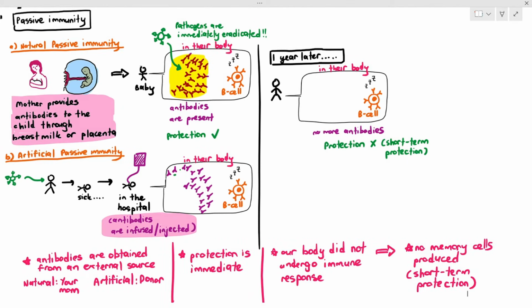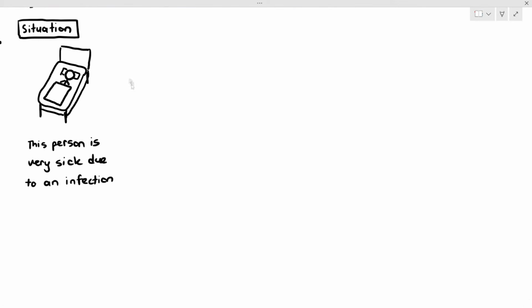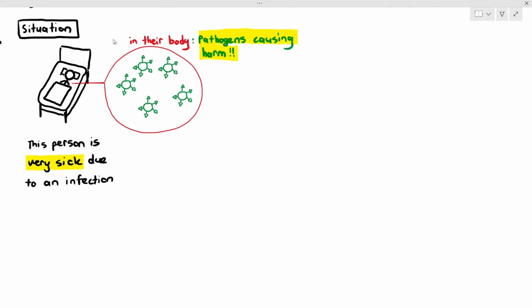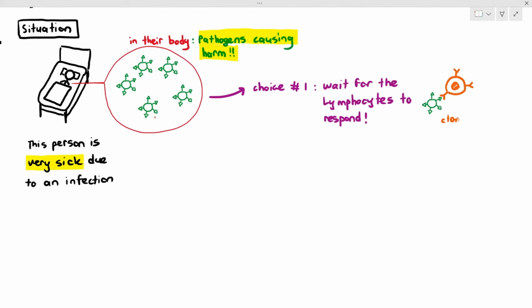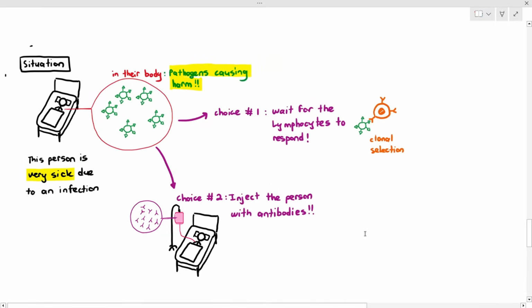So some students are still going to be like, I still don't kind of understand this. Okay, let's look at another situation. Now, you don't need to memorize this situation by the way, but this person is very sick due to an infection. So in their body, there are too many pathogens causing harm. Now, if you are the doctor in that situation, you have two choices for the patient. Choice number one, you wait for their own lymphocytes to respond through clonal selection. Or choice number two, you inject the person with antibodies.